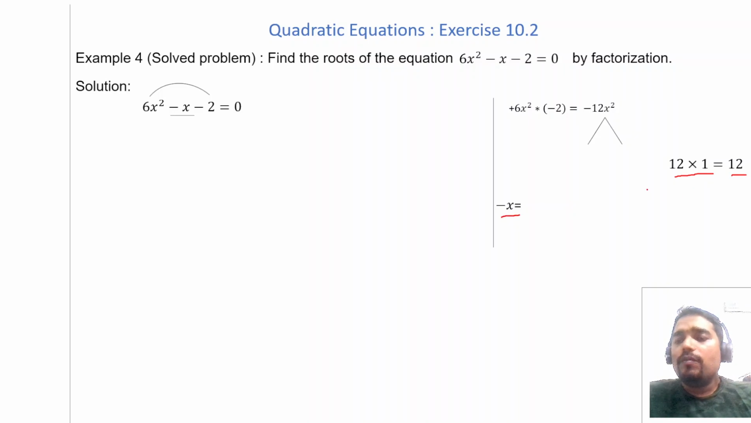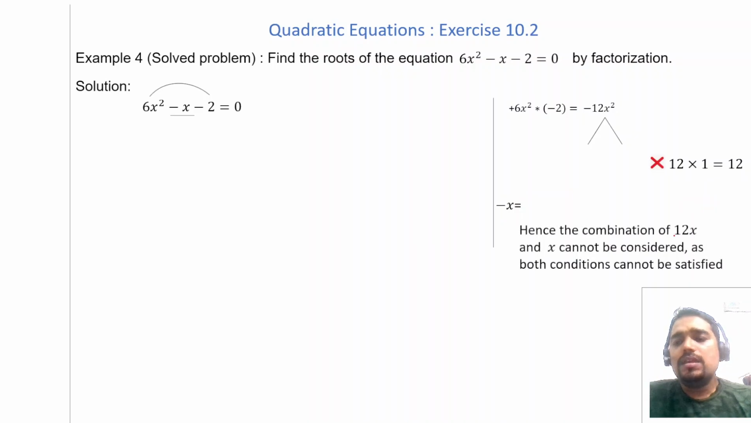So here when 12 and 1 are added, we would be getting 13, or if 12 and 1 are subtracted, then we would end up getting 11, but we would never be getting 1x. So that is why these two factors of 12x and 1x cannot be selected. The combination of 12x and x cannot be considered, as both the conditions, upon multiplication being minus 12x square and upon addition or subtraction being minus x, are not getting satisfied.